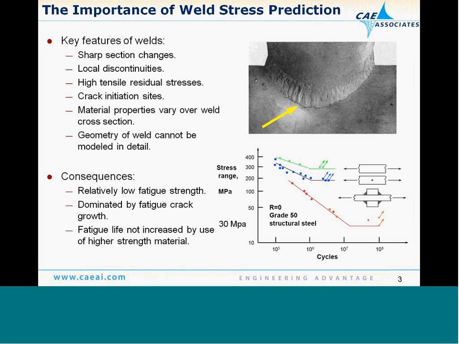So, key features of welds. Welds have a sharp change in geometry or sharp change in section. There are local discontinuities. It's really hard to define exactly the weld profile. Because of the way welds are created, we generate heat, we have residual stresses generated in the cooling process, and these become tensile stresses. The material properties can vary over the weld section. The geometry is just not that well defined. And all of these entities lead to a reduction in life of the weld connection joint.